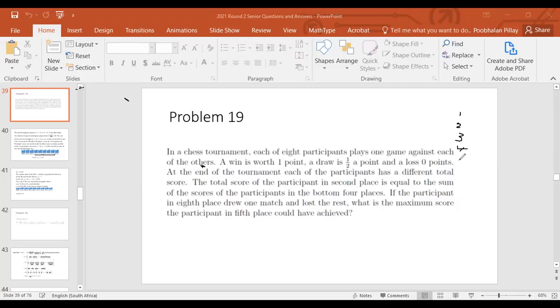First, second, third, fourth, fifth, sixth, seventh, eighth. Right. Now, we know that all these numbers are different, and this is in decreasing order. The first person has got more than the second, and so on.